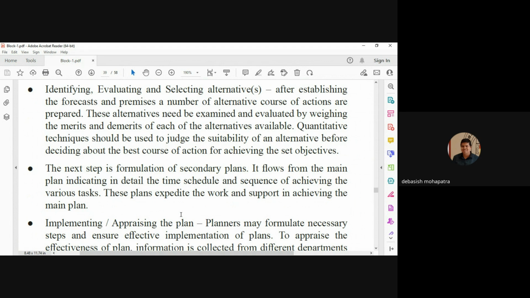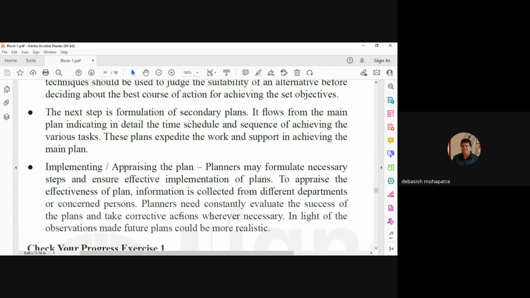These plans expedite the work of supporting in achieving the main plan. Then implementing and appraising the plan. Planners may formulate necessary steps and ensure effective implementation of the plan. To appraise the effectiveness of the plan, information is collected from different departments or concerned persons. Planners need constant evaluation of the success of the plan and take corrective actions whenever necessary.